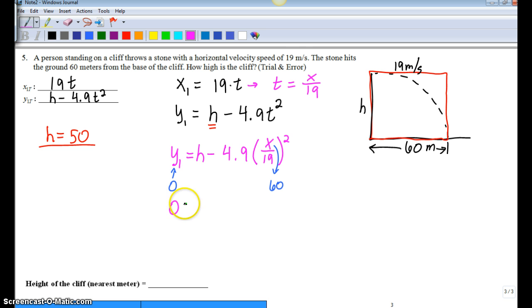So 0 in for y and 60 in for x. We're going to run the numbers for (60 over 19) squared times 4.9, and you find that h is just 4.9 times that fraction squared.